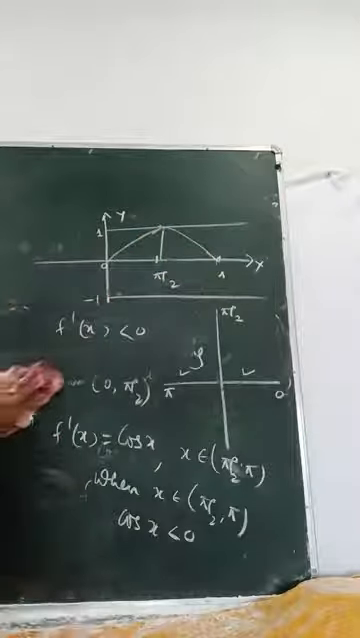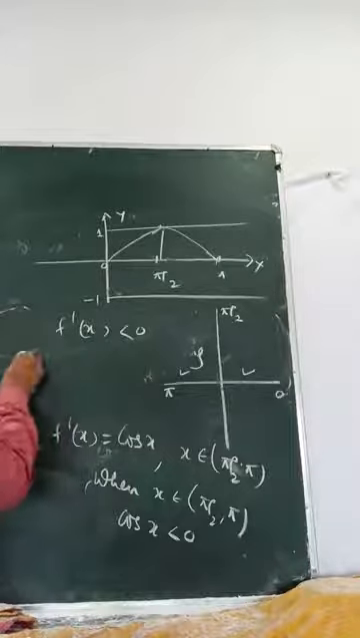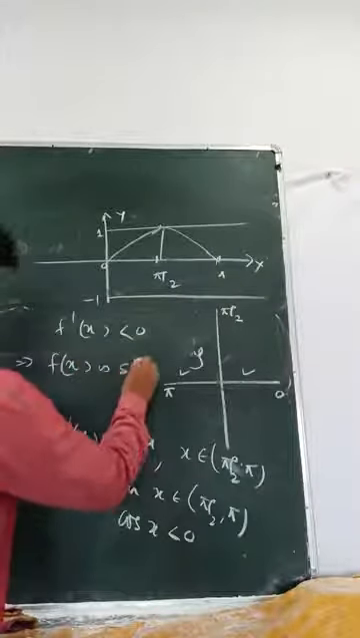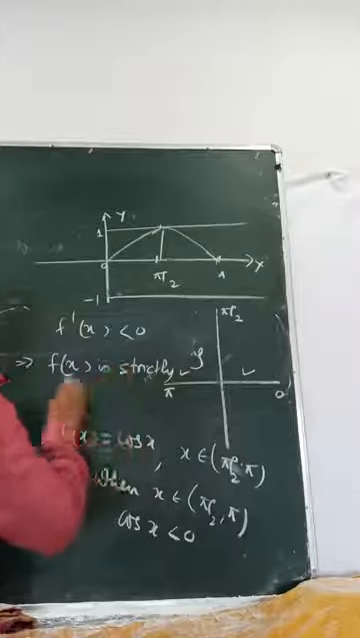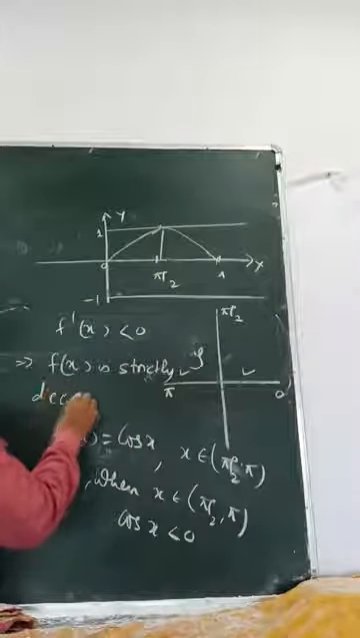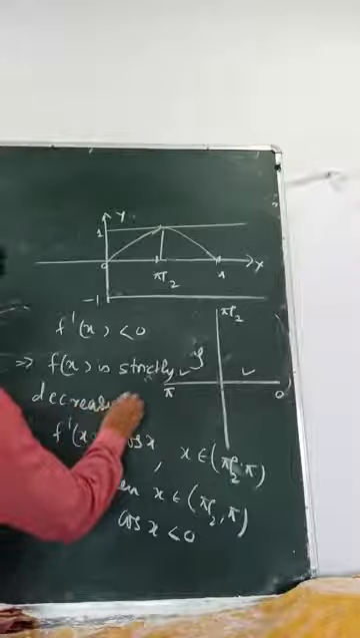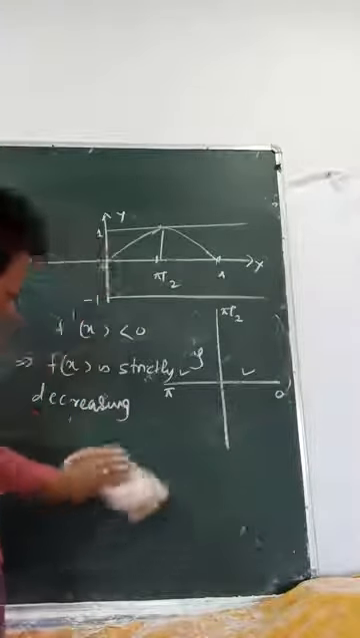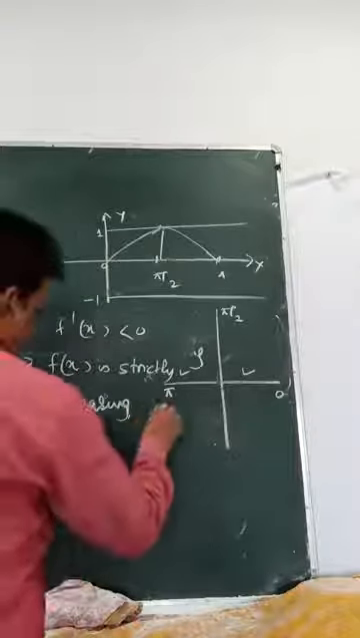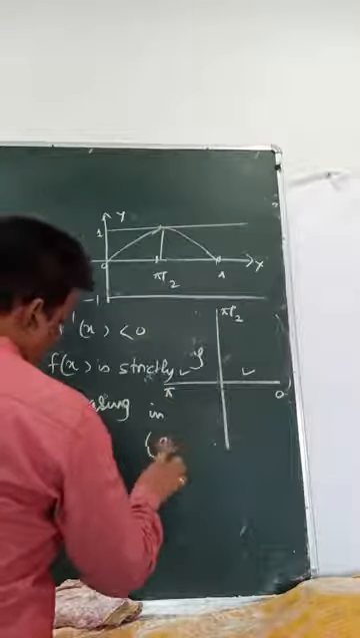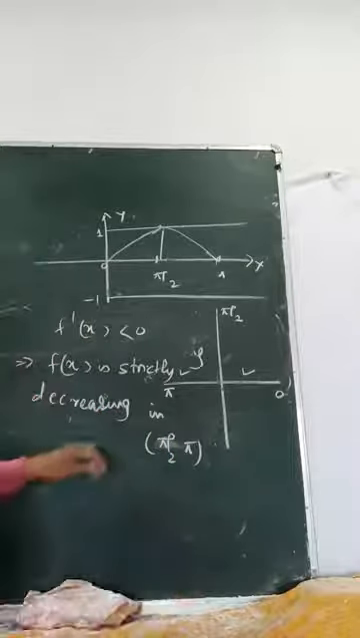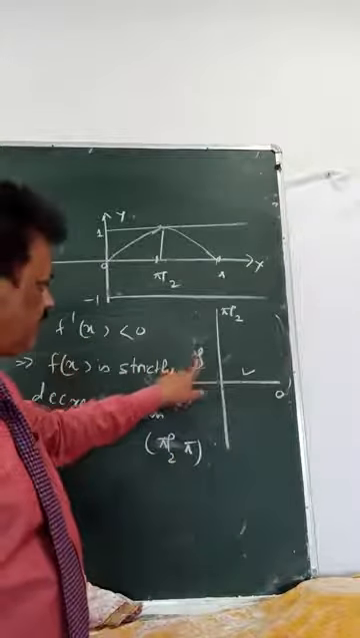So this implies f(x) is strictly decreasing in pi by 2 to pi. Okay, that means in the second part you find this is decreasing.